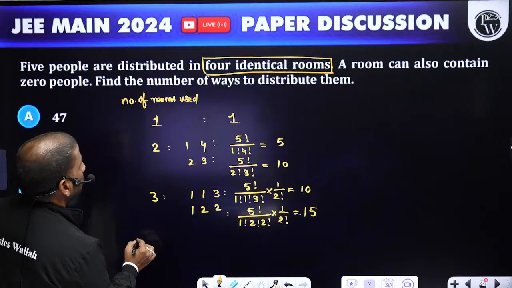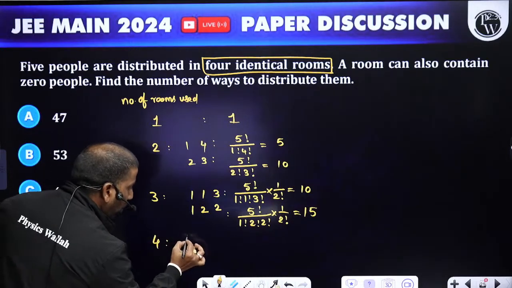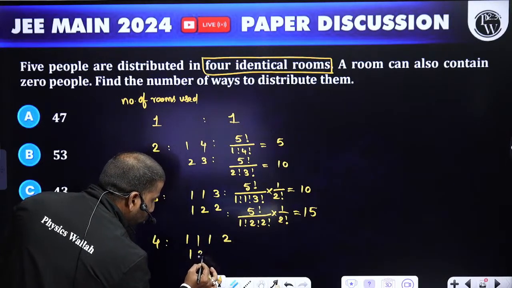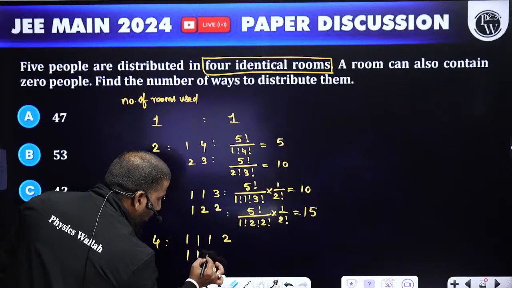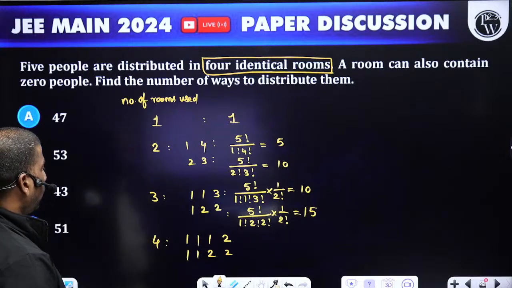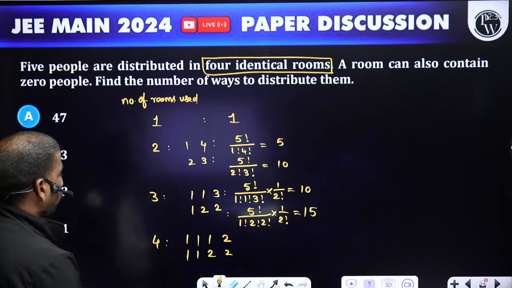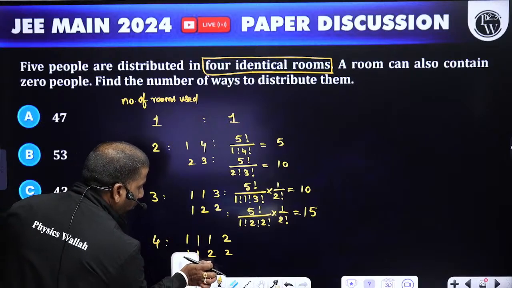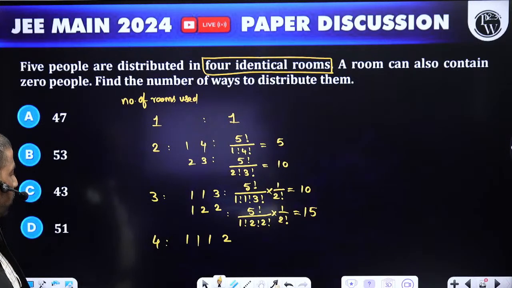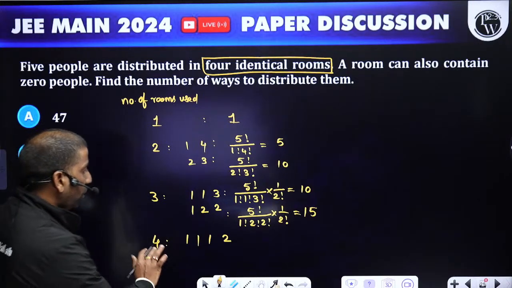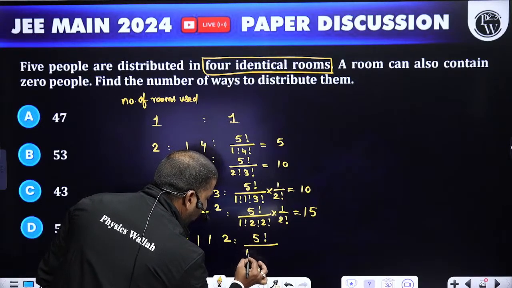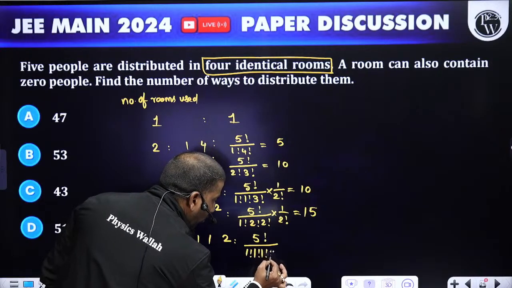Now we have used 4 rooms, all 4 rooms. Then what could be the distribution? 1, 1, 1, 2. 1, 2, sorry. 1, 1, 2, 2. How many? 3, 4, 5. Right? So no possibility. So if you write 2 2s, we won't need the 4 rooms, right? Only one possibility. 5 factorial by 1 factorial, 1 factorial, 1 factorial, 1 factorial, 1 factorial, 1 factorial, 2 factorial.